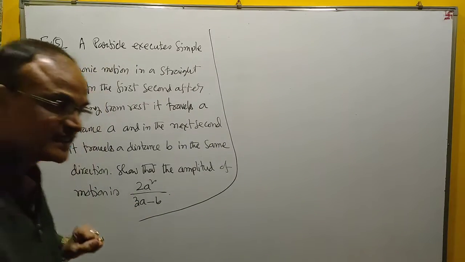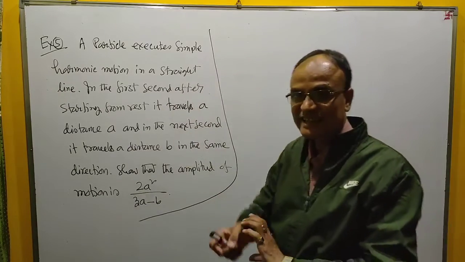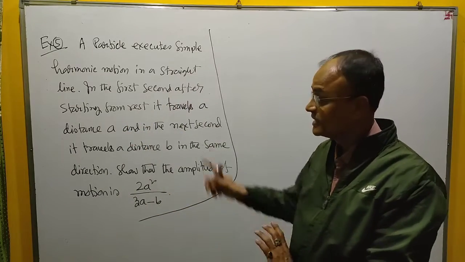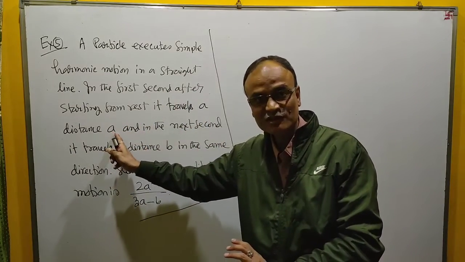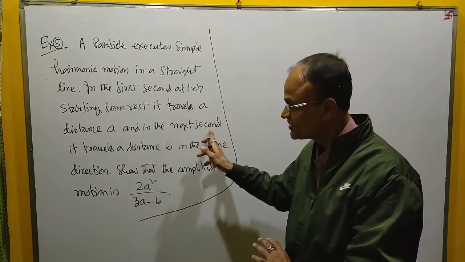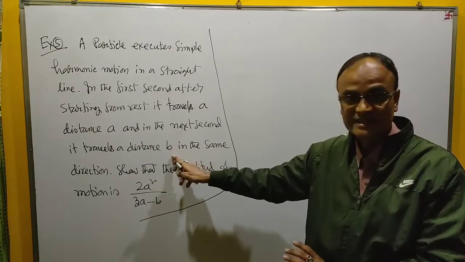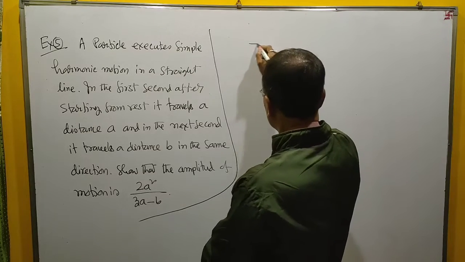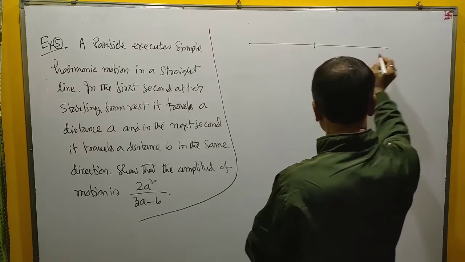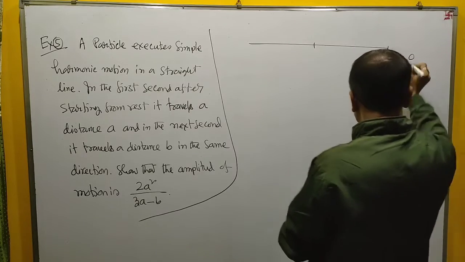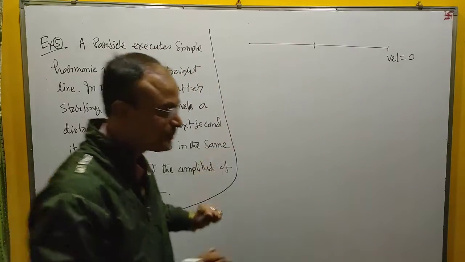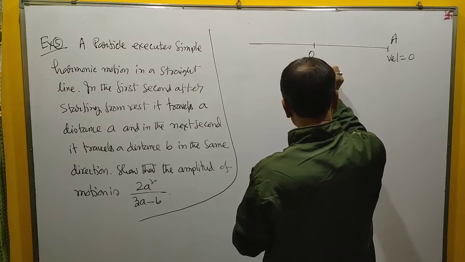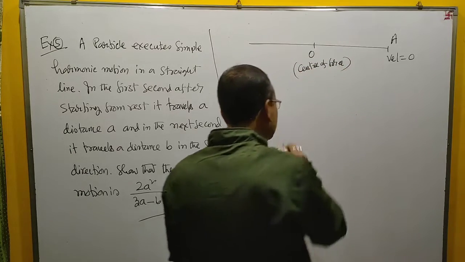A particle executes simple harmonic motion in a straight line. In the first second after starting from rest, it travels a distance a, small a. And in the next second, it travels a distance b in the same direction. Now, you see here, the velocity is equal to 0 here, and it is the center of force. Suppose this is the center of force.